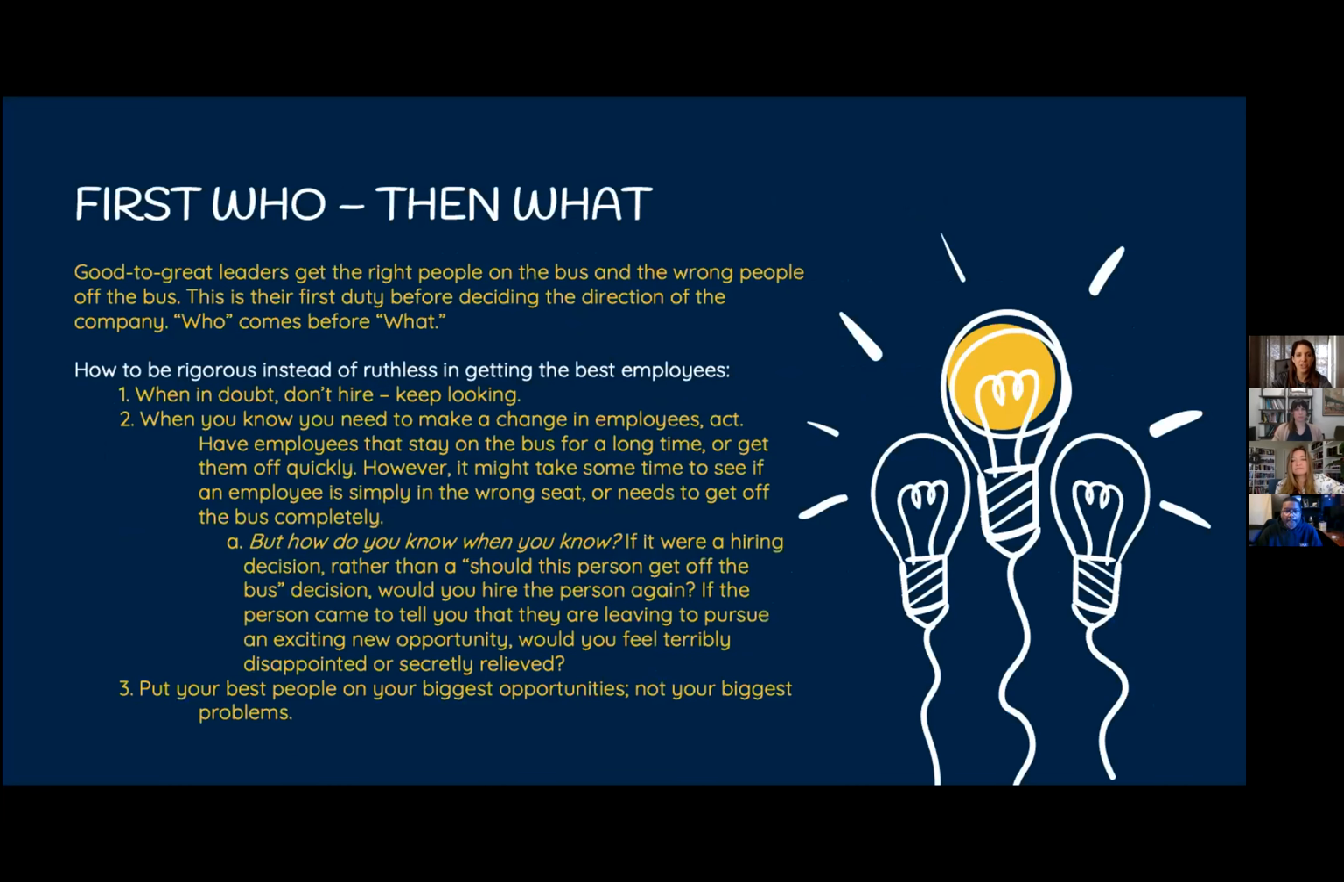I second Tracy on the book, Good to Great. So the next chapter that was part of Module 2 was talking about how we need to get the right people on the bus and the wrong people off of the bus. So this is the first duty before we even decide the direction of the company, which means the who is going to come before the what.